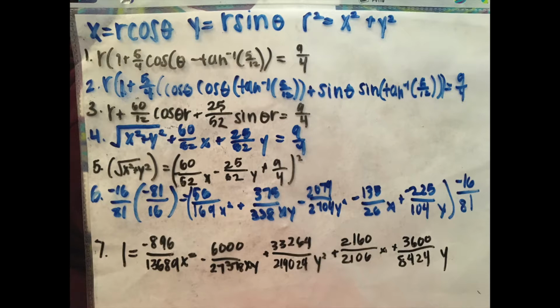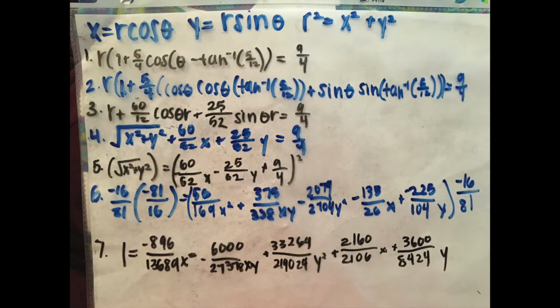9/4. After doing that, I knew that x is equal to r cosine theta, y is equal to r sine theta, and r squared is equal to x squared plus y squared. So I was able to replace all the r's in my equation with x and y. This gave me the square root of x squared plus y squared plus 60/52 x plus 25/52 y is equal to 9/4. Then I isolated the square root of x squared plus y squared and then squared both sides.